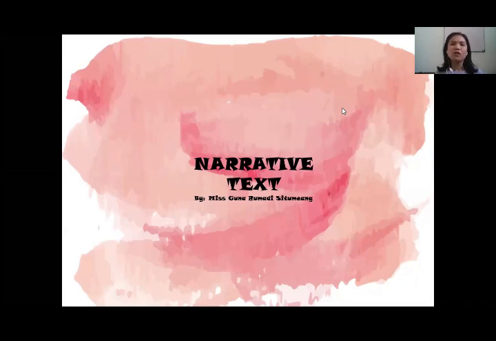As usual, if I teach you about types of text, you have to understand the 5 points. What are they? The first one, you have to understand the definition. The second one is the function. The third one is the generic structures. The fourth one is the lexicogrammatical features. And the last one is how you put them all into examples. Okay, now we are going to the first and the second one, the definition and also the function.